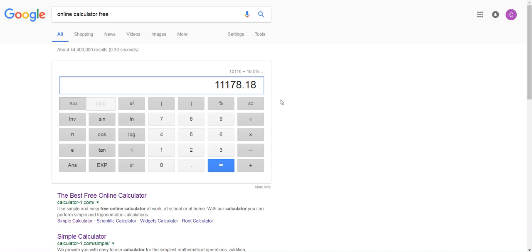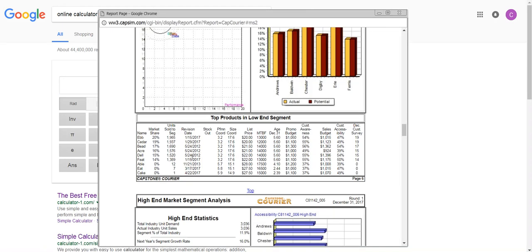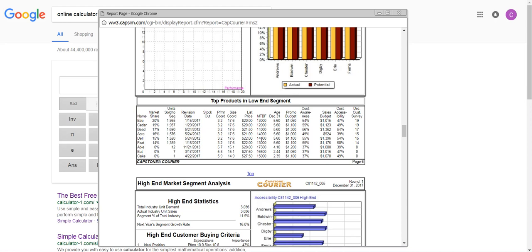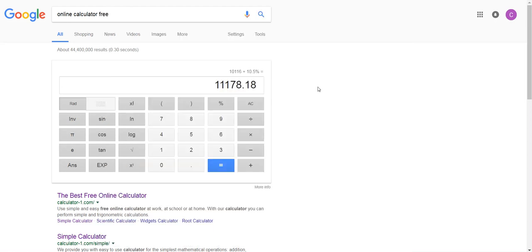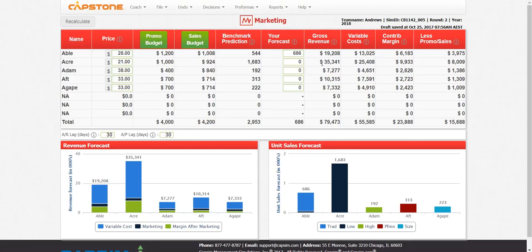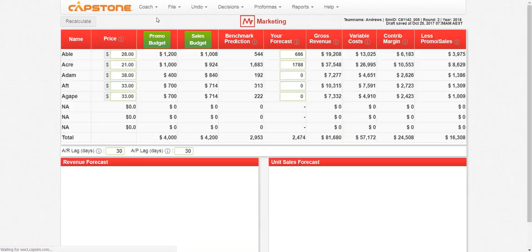Well, how can we do it? One way is to go back to the Capstone Courier again, scroll down a little bit, and see what we sold last year. Last year we sold 16%. Let's just say we're going to sell 16% again this year. Go back up here, and the way I do it is I multiply that by 0.16, and that gives us 188. Let's put it in here, 188, and recalculate. That's it.